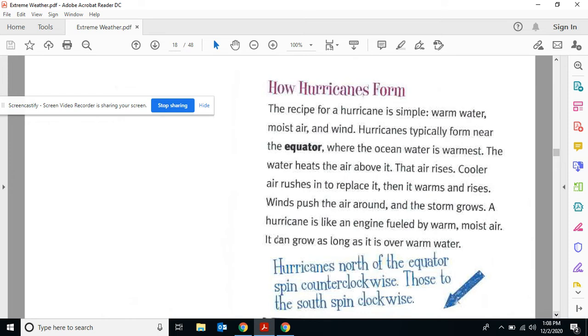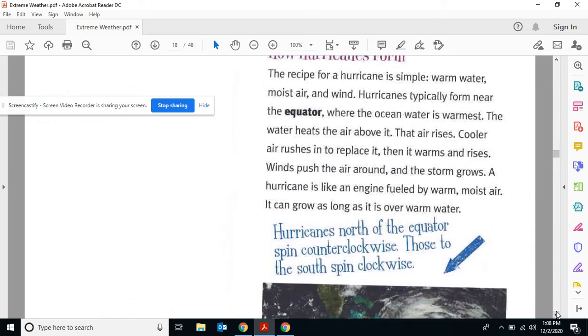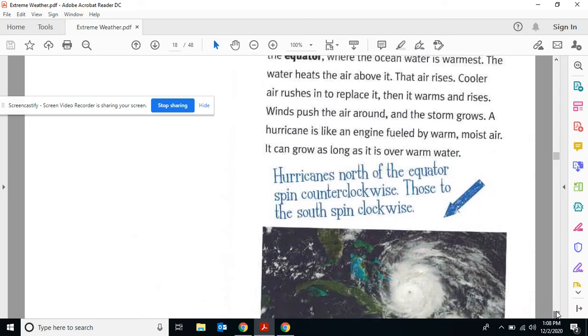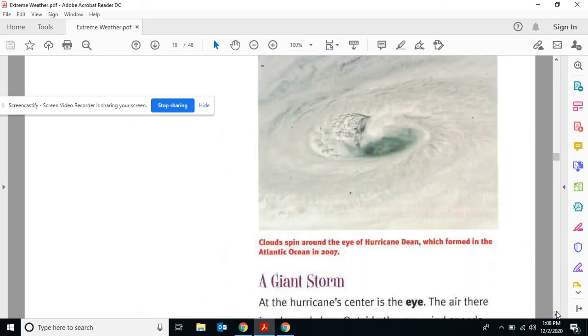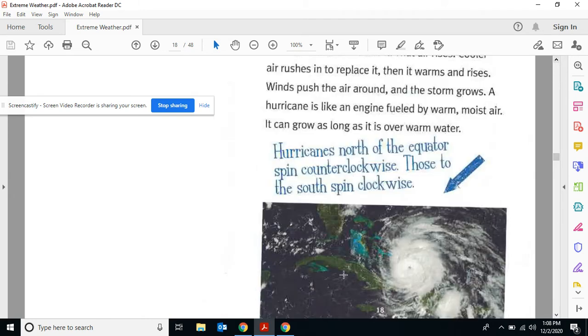And here we see a little caption pointing at a picture that we haven't seen yet. Oh, here it is. Good. I thought it was going to be on the wrong page. Okay, here's the picture. Hurricanes north of the equator spin counterclockwise. Those to the south spin clockwise.